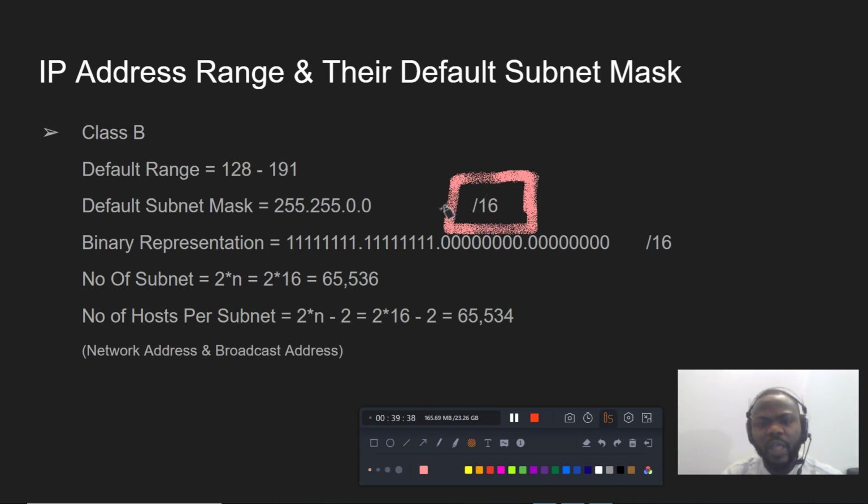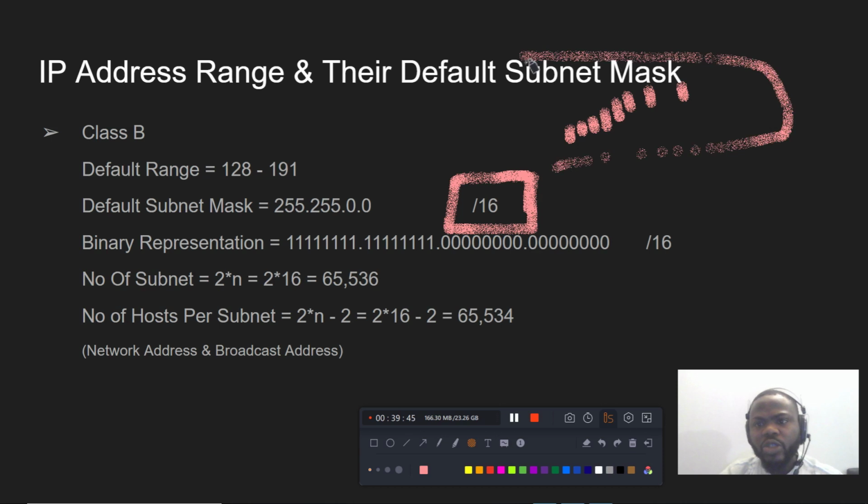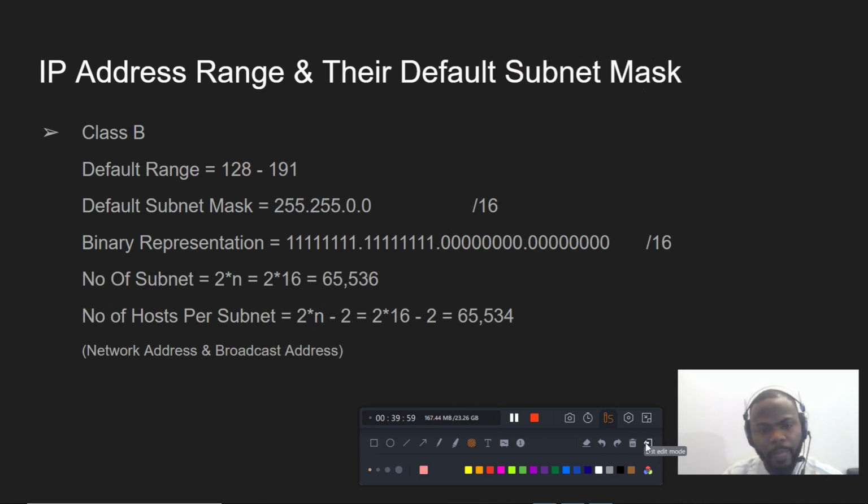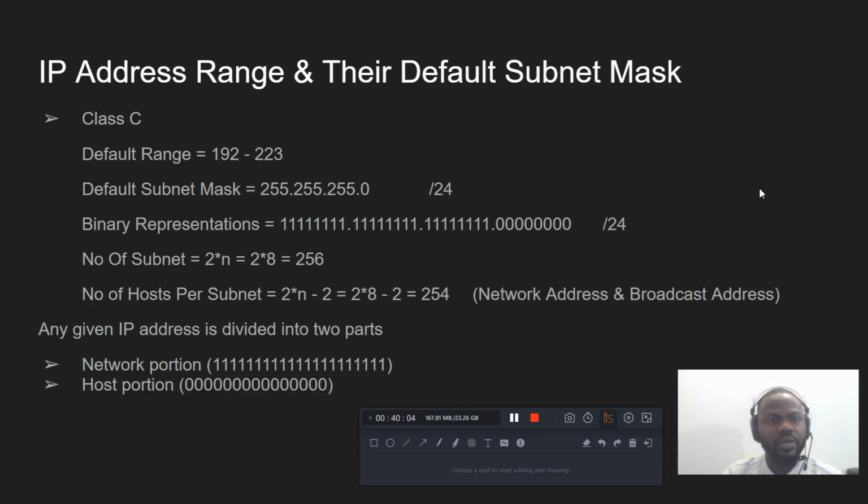And I will always say, whenever you are told the number of ones you have, even when you are subnetting, that tells you don't touch those ones, just leave them. Those numbers remain the same. I'm going to explain this when we get to class C, because class C is what we are going to be dealing with extensively. So I want to go to class C now. Please get ready.